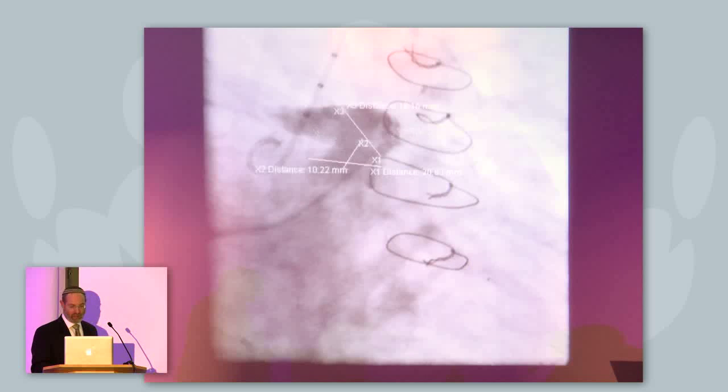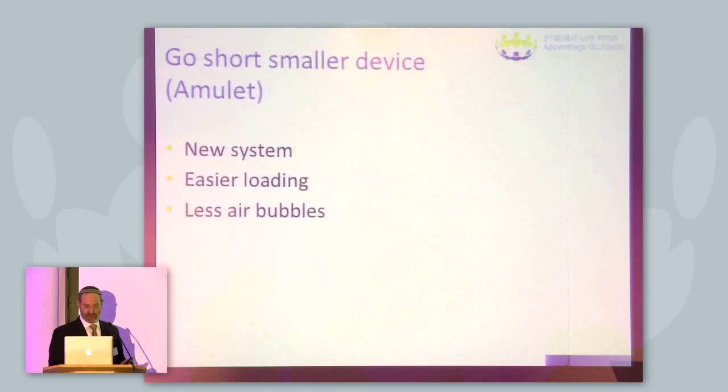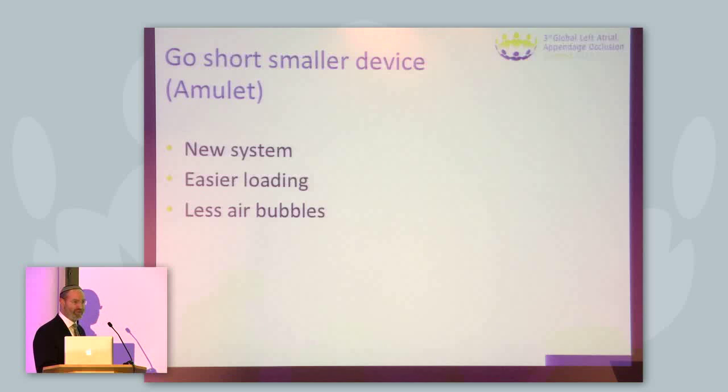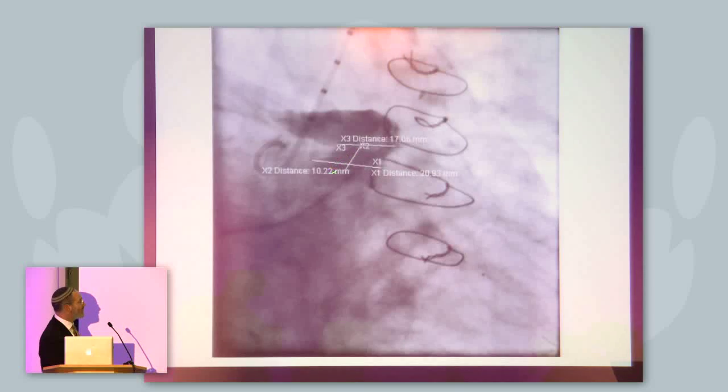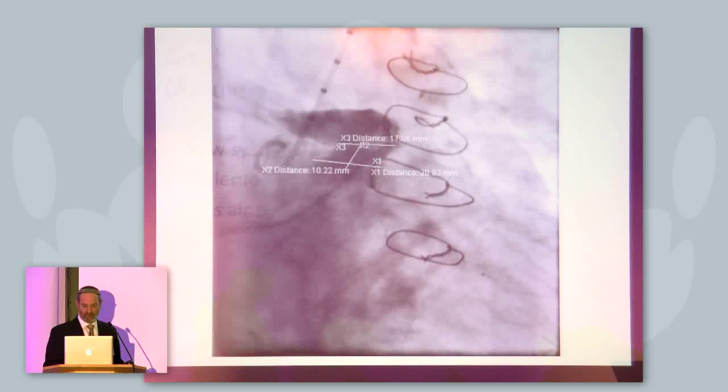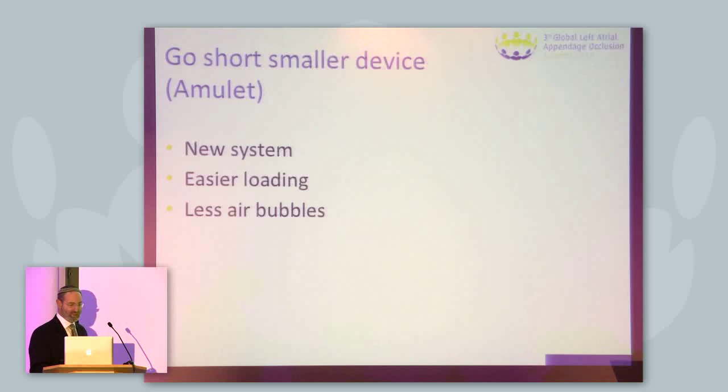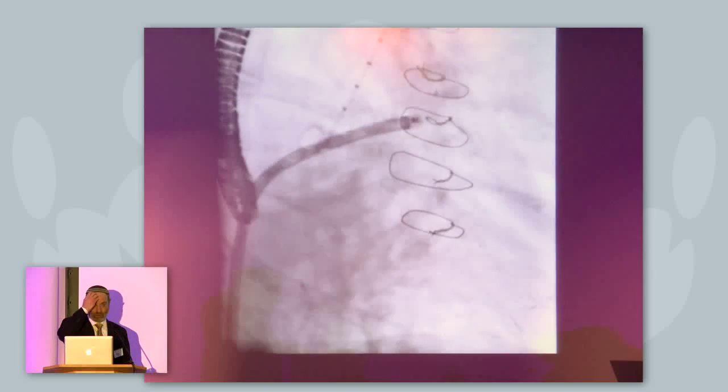So this was a case we did with Amulet. I figured that what I would try and do is catch myself into this area. Let me just see if I can go back one. Into this area of neck just here, and place the device here, and that's what I would have done with an ACP. So here I am with an Amulet, and I think, okay, we'll try and do the same thing. It's a new system, it's got easier loading, it's supposed to have less air bubbles. So I start off, and this is what I see.